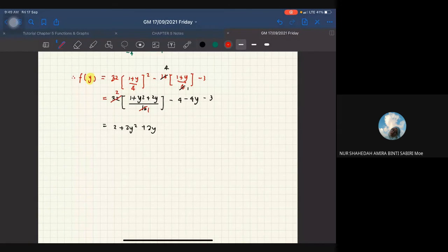Okay, yang belakang ni boleh simplifykan dulu tadi. So negative 4 minus 3 is negative 7. So you have negative 7 minus 4y. Okay, and then simplify further. So you are going to have 2y square minus 2y minus 5. Okay, so this is your fy. Tapi soalan nak fy ke nak fx?